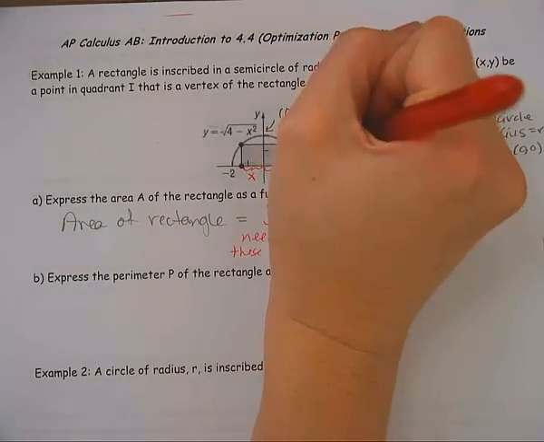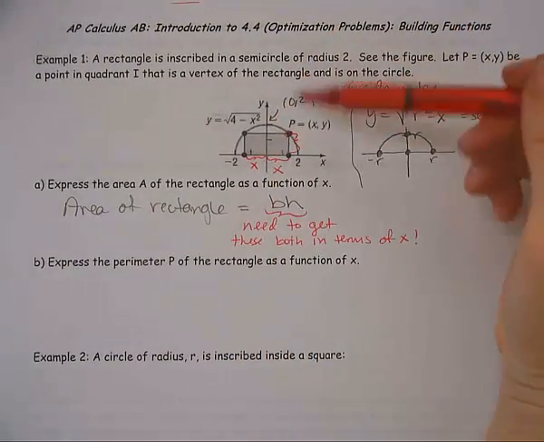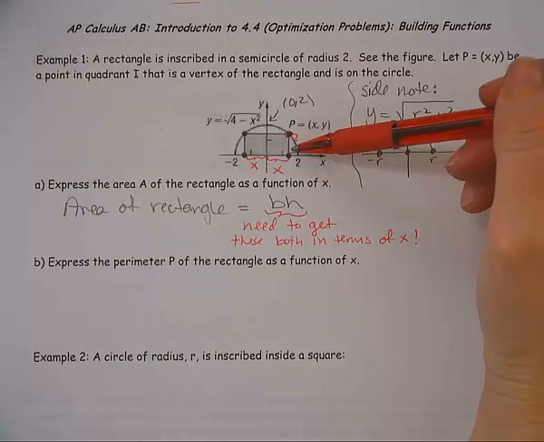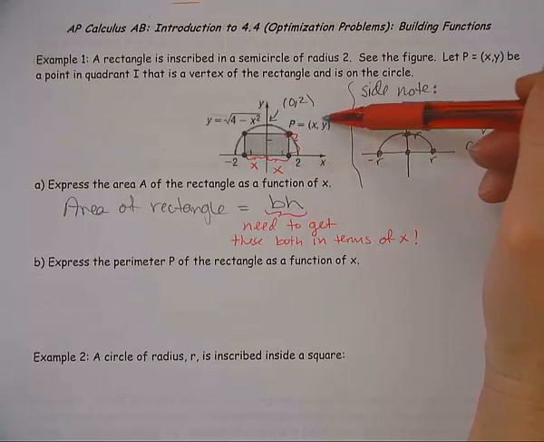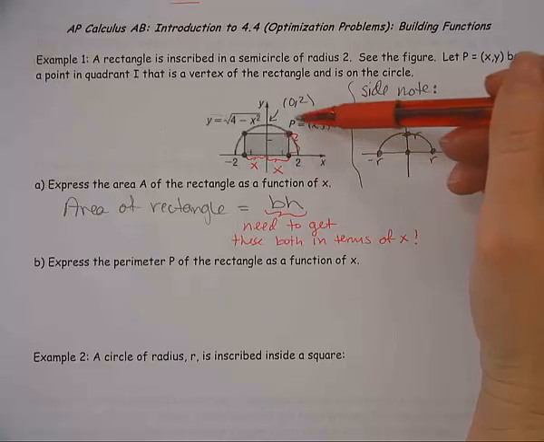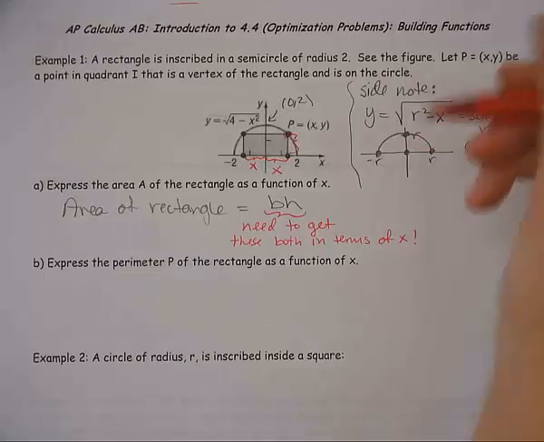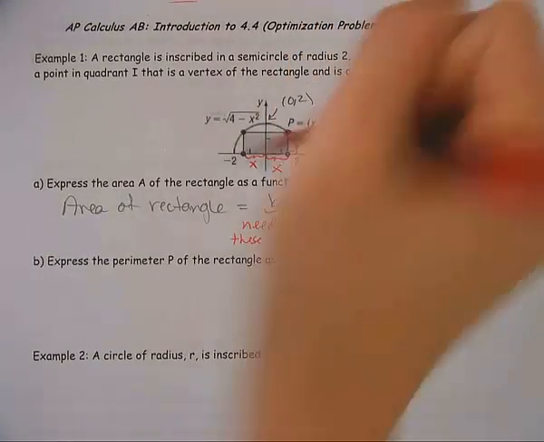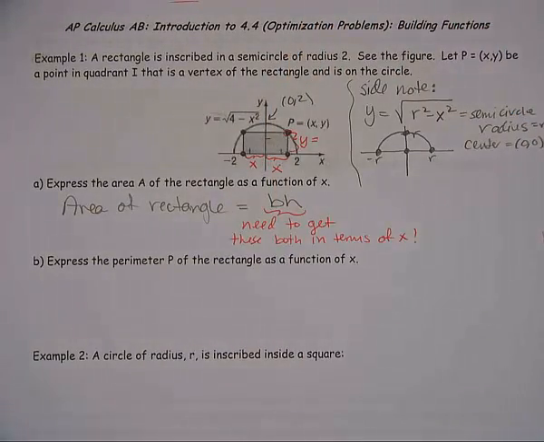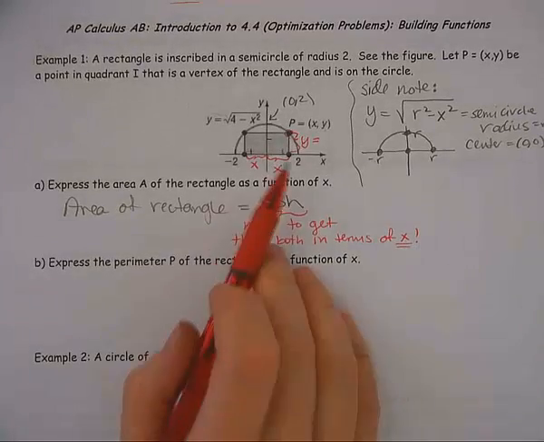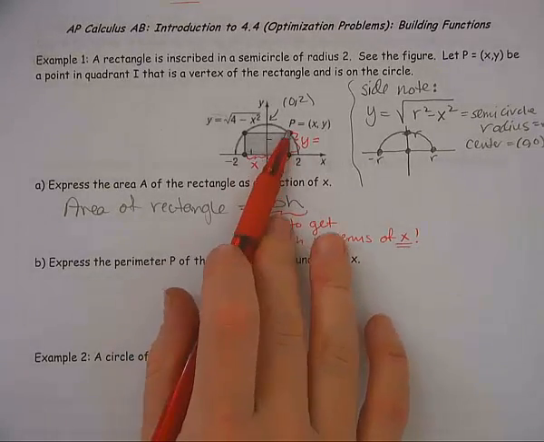Then the height of this rectangle, right here, is equal to y, the y-coordinate of this point, because to get to this point P, you'd have to go over a distance of x and then up a distance of y. Well, we need to get them both in terms of x. I have this one in terms of x, but I need to get that one in terms of x.